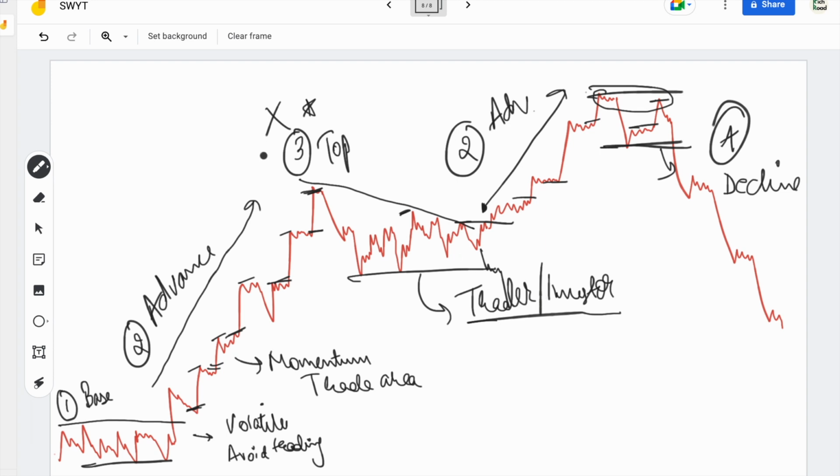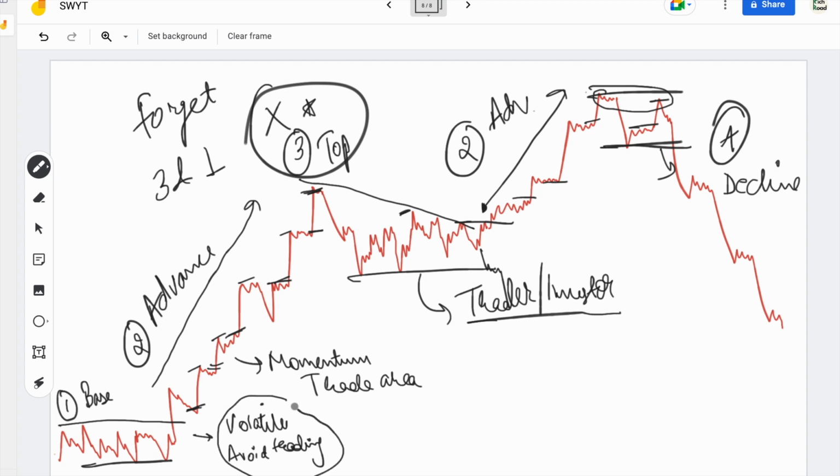Then what happens is, now you have read it. So your job is to forget 3 and 1. And remember this. Instead of 3 and 1, if something looks like 3 or 1, as Stan Weinstein said, they are mirror images, they all look similar. So if you see volatility, avoid trading. This is what you have to understand as of now.